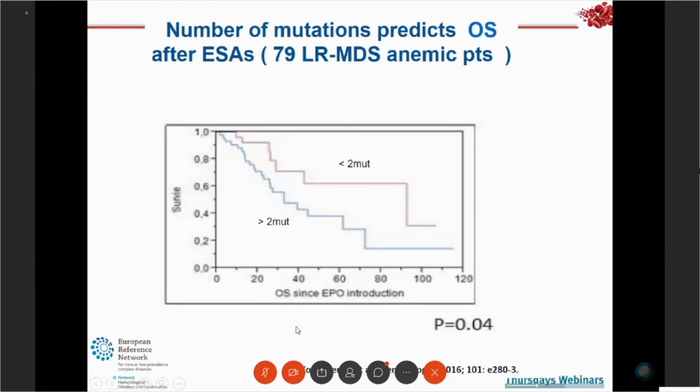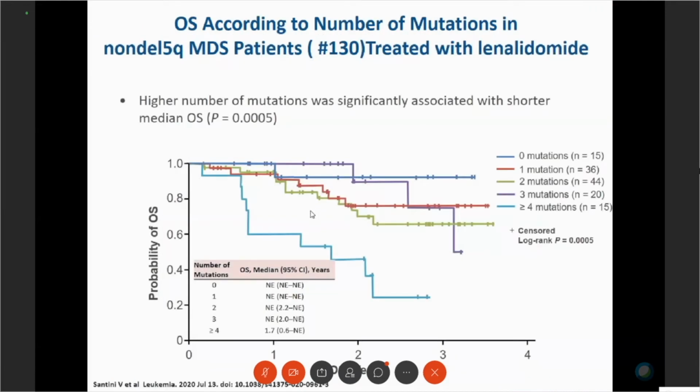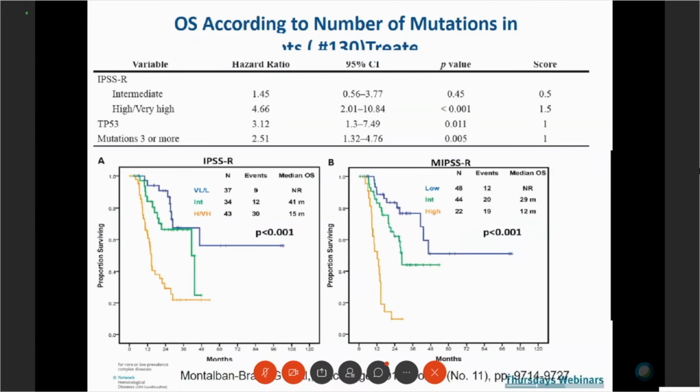We also know that patients who have more than 2 mutations or a higher number of mutations have a poor overall survival even if they receive ESAs and they are lower risk. And again, the number of mutations still stands for a poor overall survival when you treat patients with lenalidomide. This is a study for non-del(5q) MDS patients receiving lenalidomide.